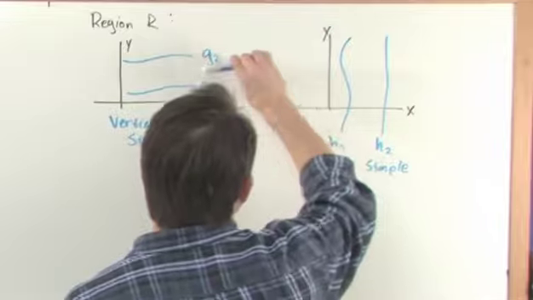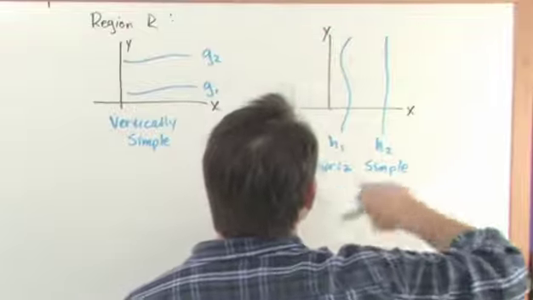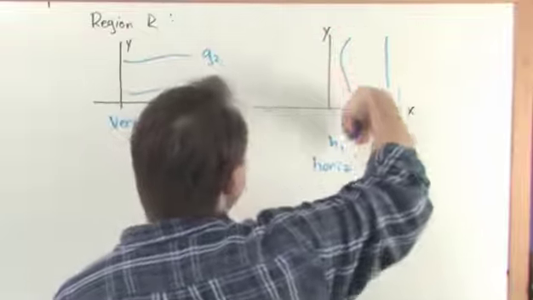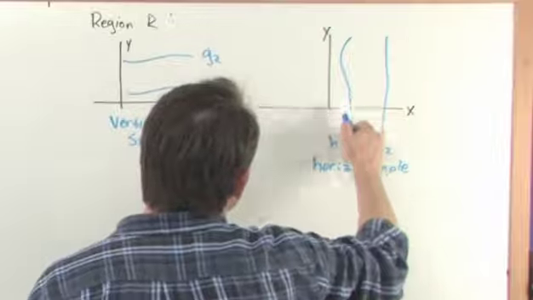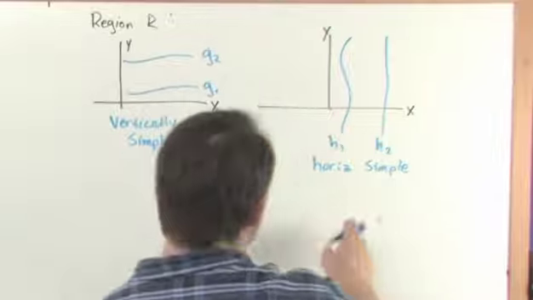because I can draw a line horizontally and intersect this one time and this one time, and it's horizontally simple. I can't really intersect it vertically one time because you see I'm cutting through this thing more than once. So you can sort of see by analogy, this is vertically simple, this is horizontally simple.